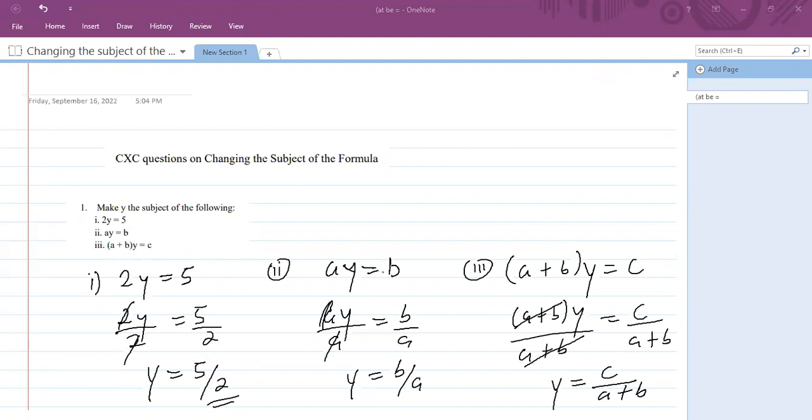ay is equal to b. So divide everything by a. We divide everything by a here, right? ay over a, b over a. So we are left with y is equal to b over a.